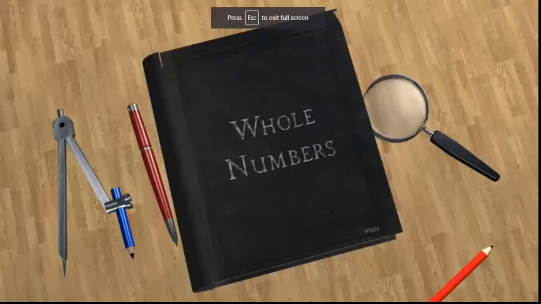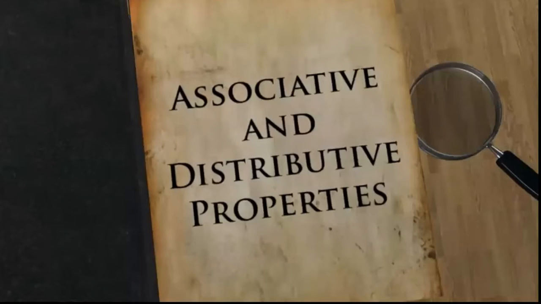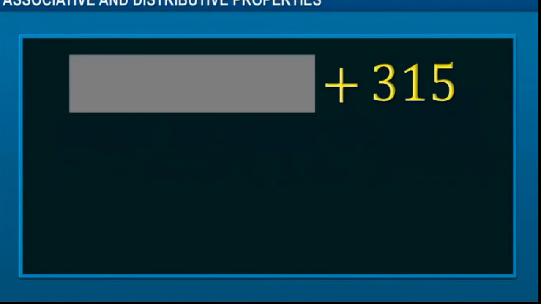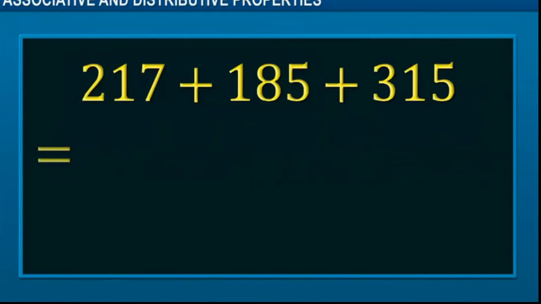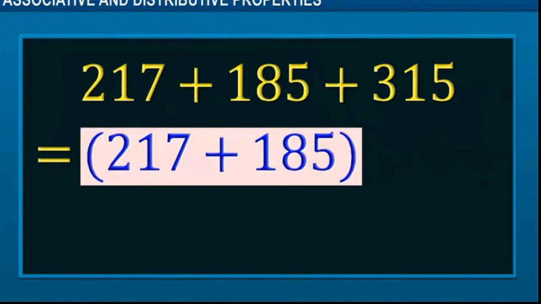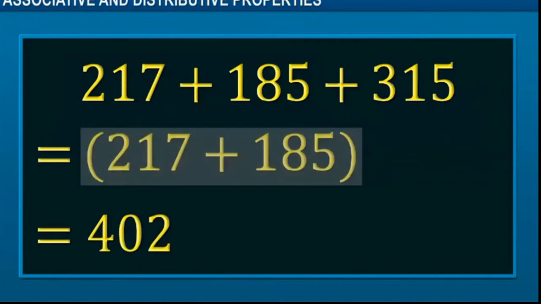In this module, you will learn about associative and distributive properties of whole numbers. We have to add the numbers. There are two ways of doing it. First, we group the first two numbers and then find their sum. The sum obtained is 402.